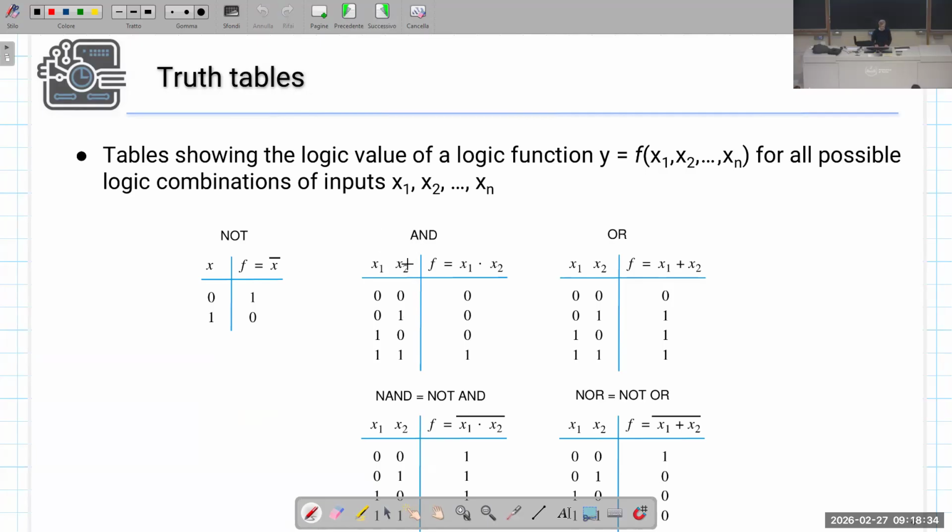A truth table is a table in which we have one row for any possible combination of the inputs, and in correspondence of each possible combination of the inputs, the corresponding value of the output is specified. Okay? So these are tables like the ones depicted here, in which for each combination of the digital inputs, the corresponding digital value of the output is given. Okay? Is that clear?